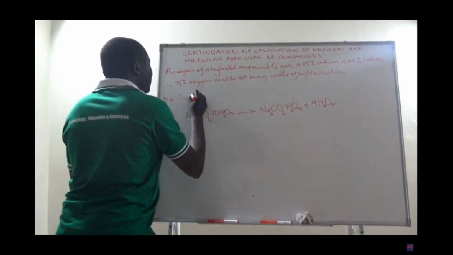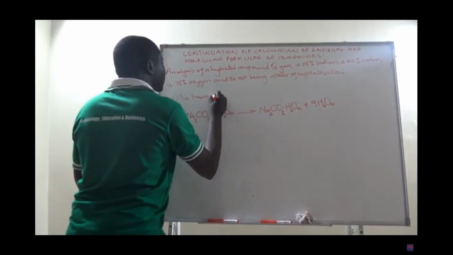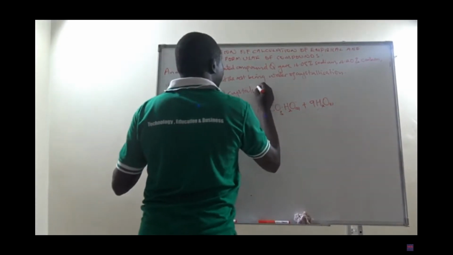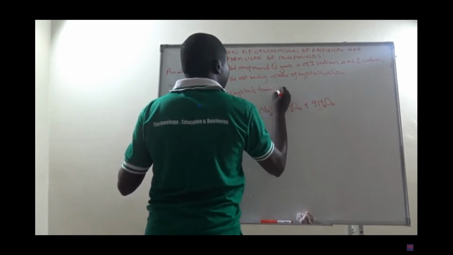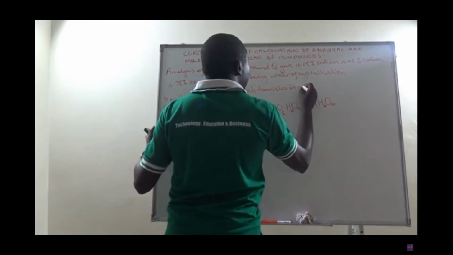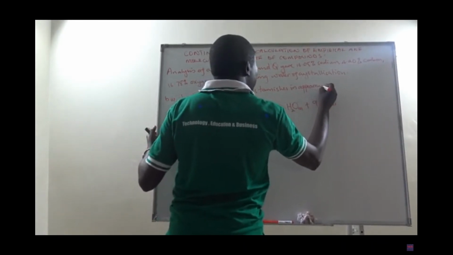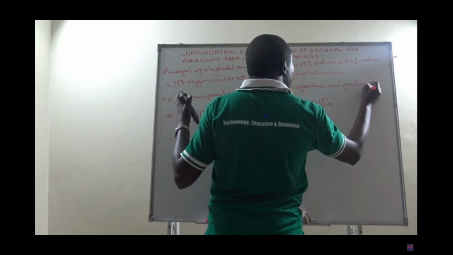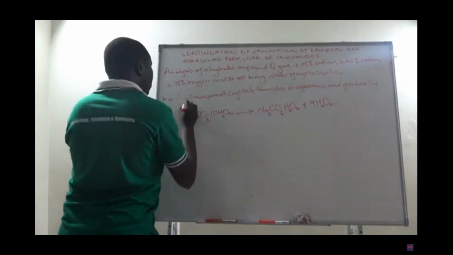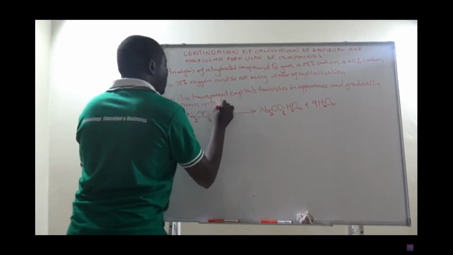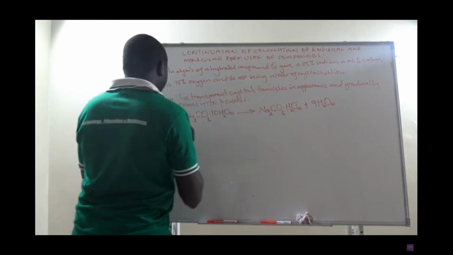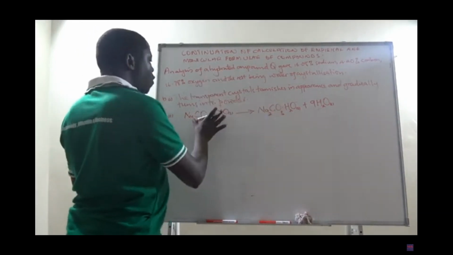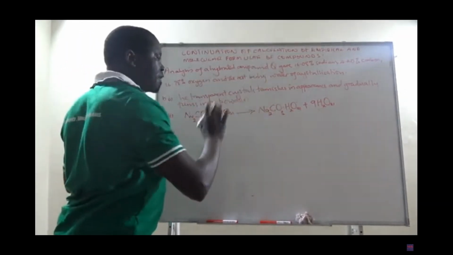Then our observation is that the transparent crystals tarnish in appearance and gradually turn into powder. Then in part 3 they are saying we should give the name given to this process by which a compound loses water of crystallization to the atmosphere when left exposed in air.